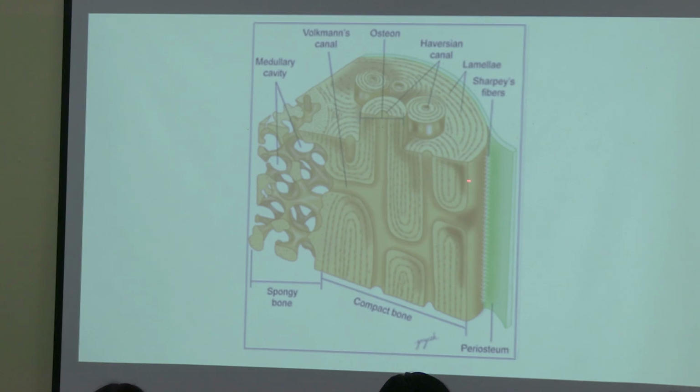Next, in this particular part, you can see a particular arrangement of the lamellae is present. This is the compact bone. And here you can see the spongy bone, where the medullary cavities are there. These are nothing but the medullary cavities.